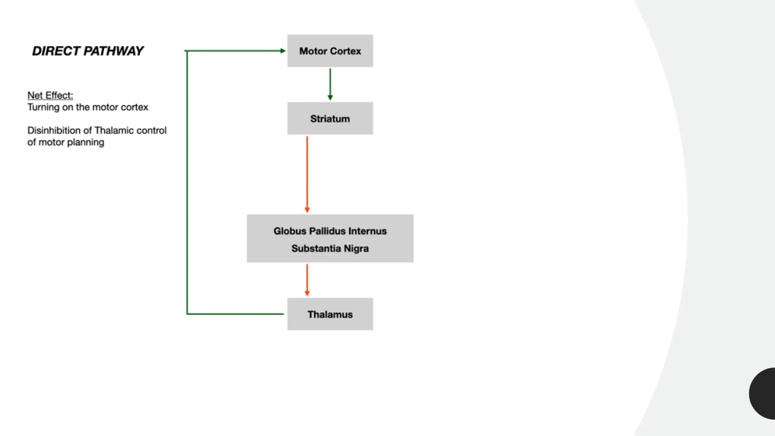And really what's happening here is you're disinhibiting thalamic control of motor planning. So again, the basal ganglia's role is the coordination of movement. It coordinates movement. It plans motor movement. It's as if you're assigning purpose to the movement of the body.